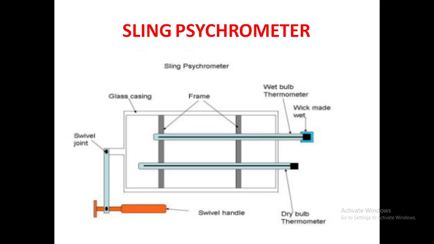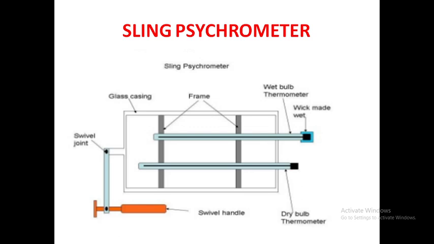Precautions for this experiment. If the psychrometer is rotated for a short period, then the wet bulb temperature recorded will not be proper. If the psychrometer is rotated for a longer period, the wick will get dried soon and the wet bulb temperature will not be at its minimum value.